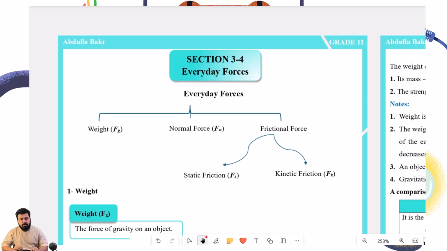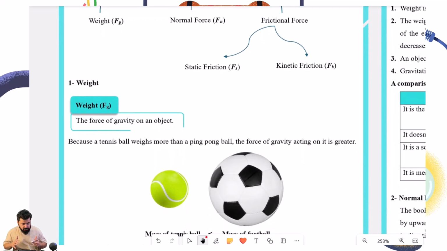In this lesson we're going to be talking about everyday forces. In the previous video we finished the 3 laws of motion, and in this lesson we're going to be talking about everyday forces. So the first force that we have is weight.